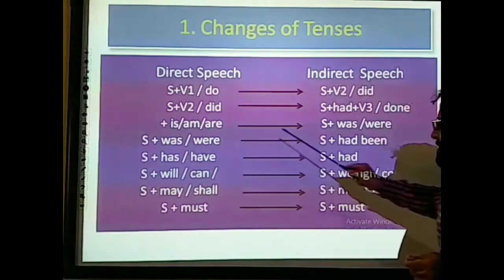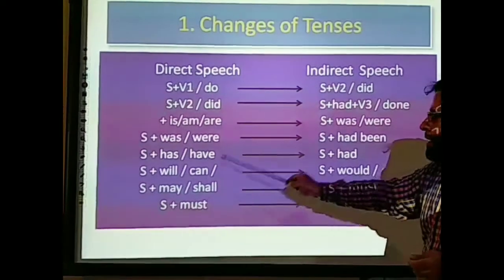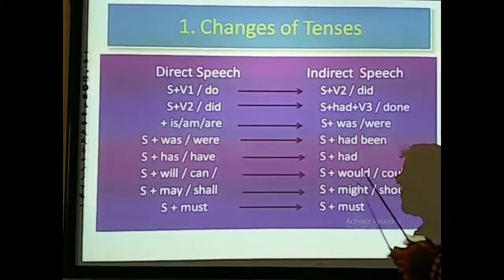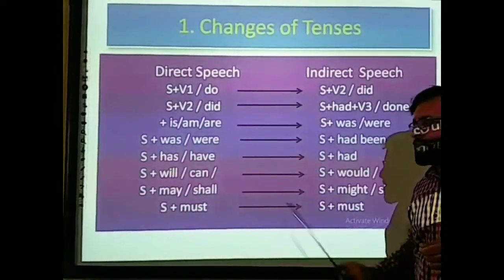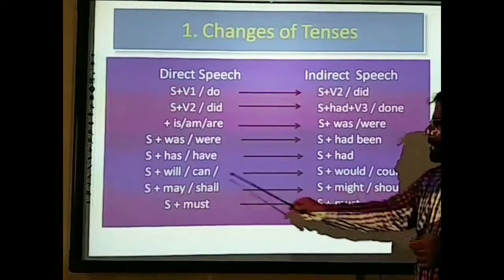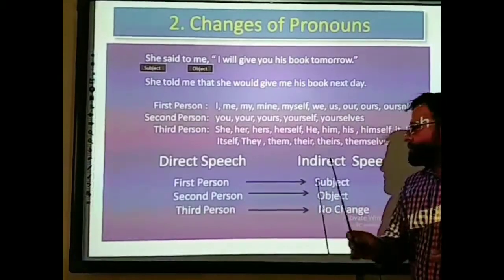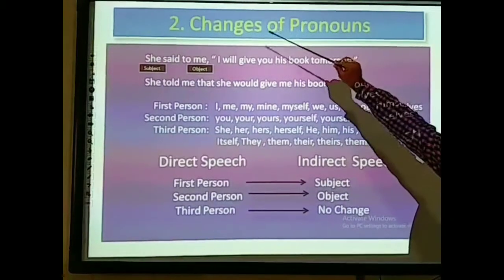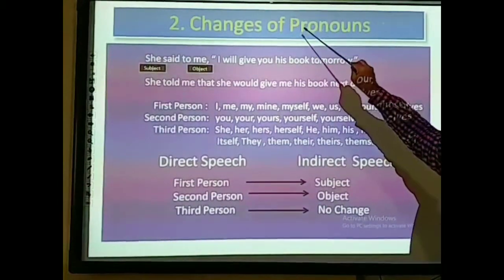Will has to change into would, can into could, may into might, shall into should, and must will remain must. These are the modal verbs. Will, can, may, shall, all these are modal verbs, and "must" remains the same. The second change is the changes of pronoun.